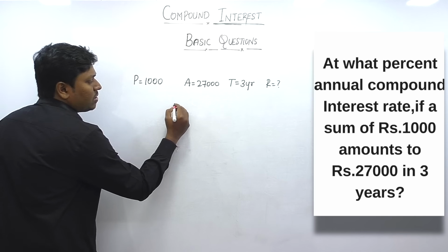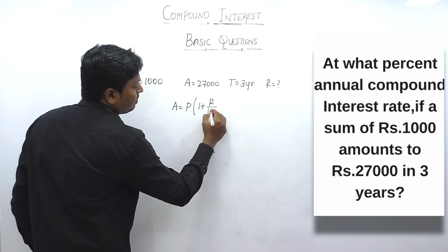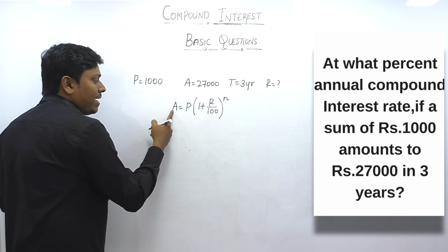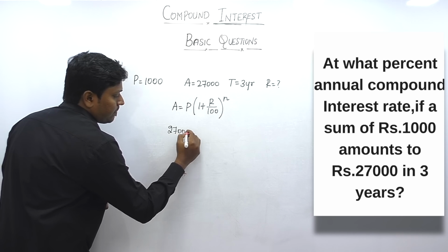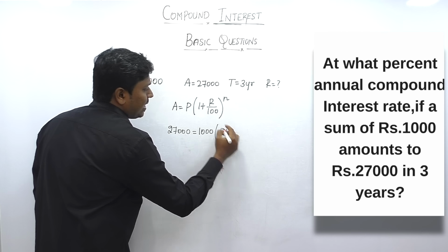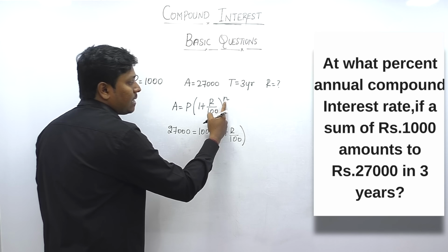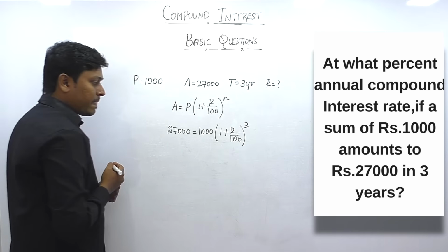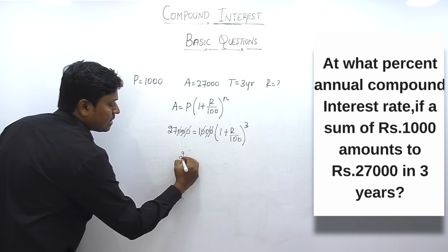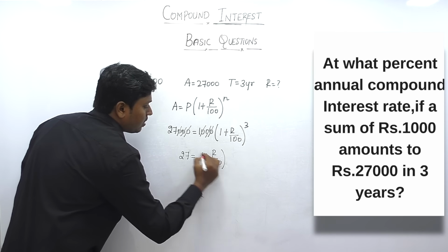So the formula, you know the formula, is A equals P into (1 plus R by 100) power n. This is the formula we use to find the total amount. Here the value of A is given, which is 27,000, and the principal is 1,000. So 1 plus, we need to find the rate of interest, so we keep R as it is. So R divided by 100 and power n. n will be 3 years. Finally we can cancel 3 zeros, similarly we can cancel 3 zeros. So this can be written as 27 is equal to (1 plus R by 100) power cube.